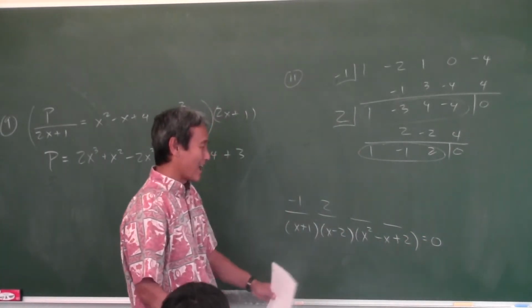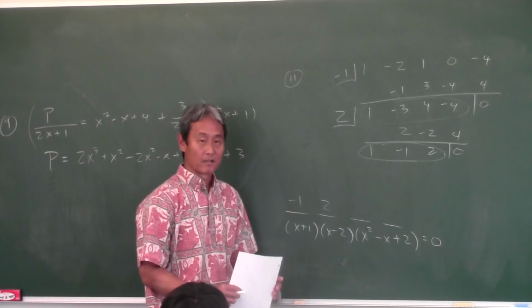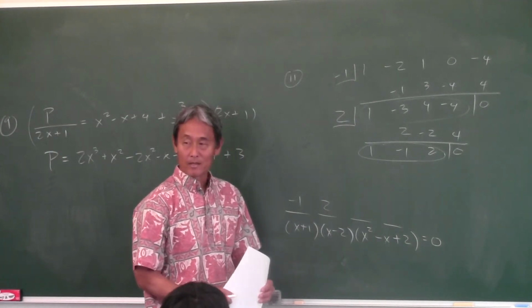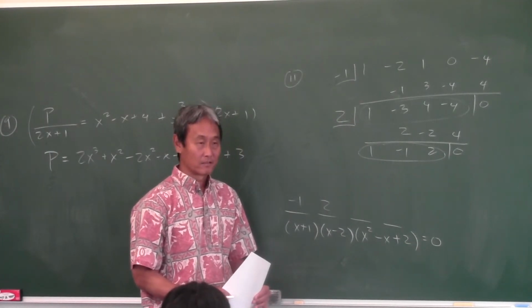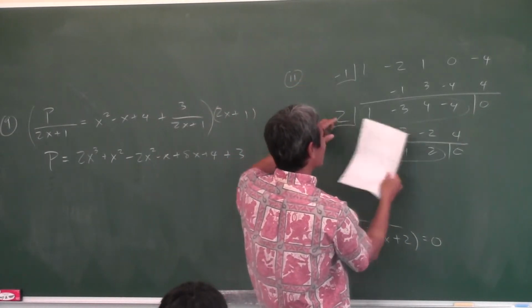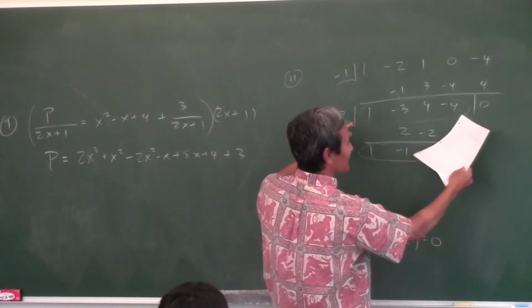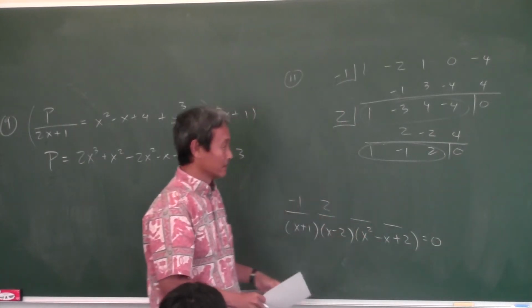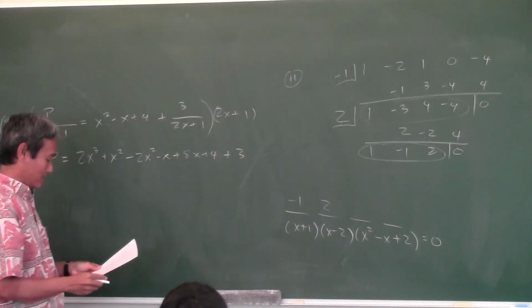Now, can I factor that, or do I have to use the quadratic formula? You have to use the quadratic formula. I think you guys can handle that, yeah? Once you get the remainder 0 here, then when you try the next number, you just do synthetic division of this part, right? I'm sure you guys did this last year, yeah?